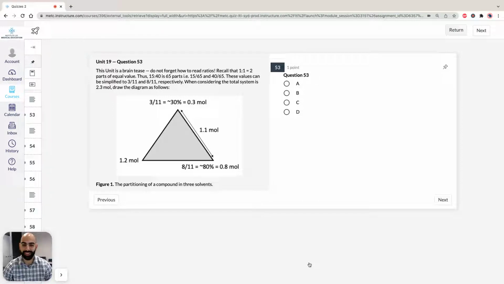Hi, I'm Hassan, the lecturer here at the Institute of Medical Education, and today we're going to take a look at solutions to Section 3 of ACER's GAMSAT Pink Booklet, Practice Test 3, specifically Unit 19, Question 53. And in this unit, we're going to take a look at some ratios.